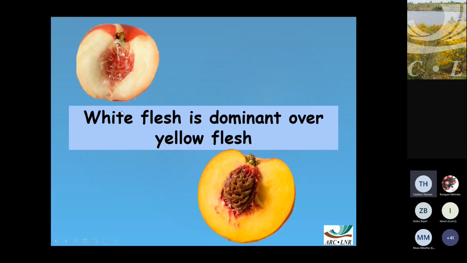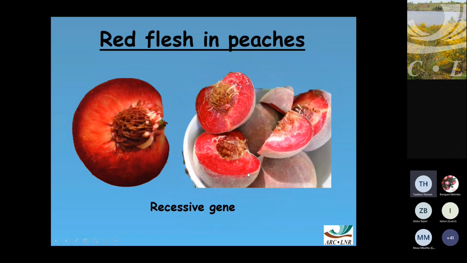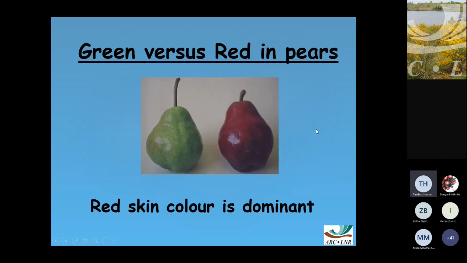Now, we as breeders know that white flesh is dominant over yellow flesh. So we can use that. We know how to use the genes. And also the normal shape is dominant over flat peaches or donut peaches. Similarly, red flesh is recessive. And in pears, the red skin color is a dominant gene.